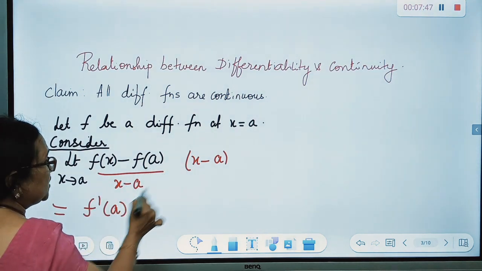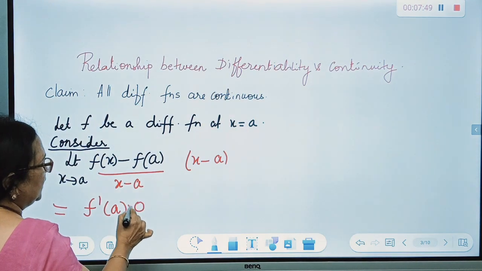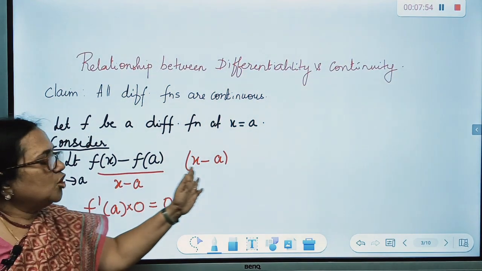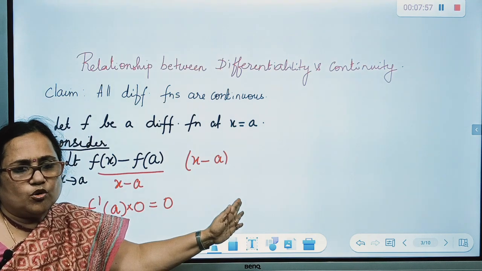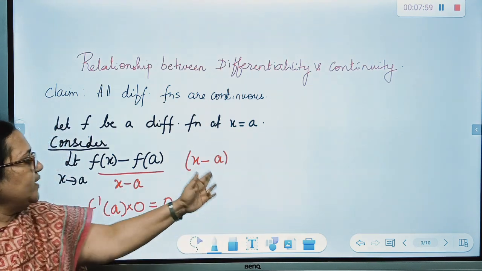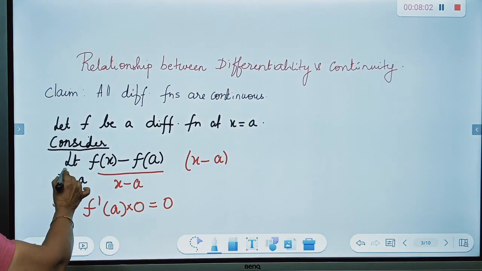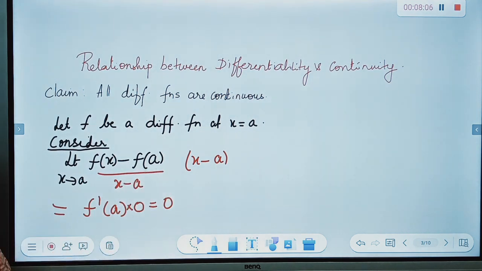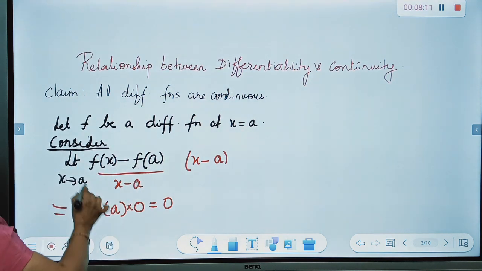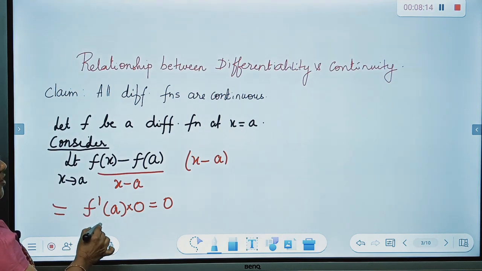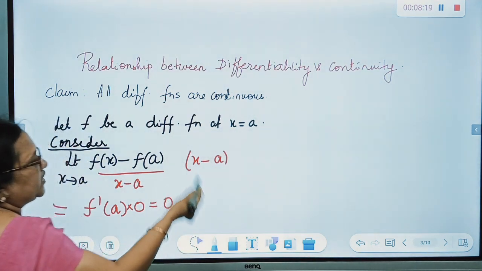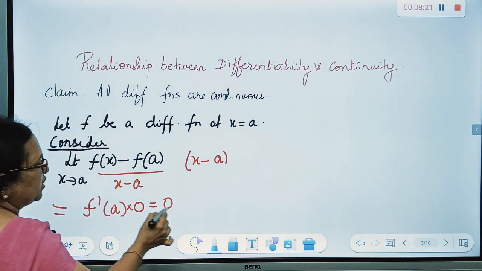As x tends to a, this is almost 0 into 0, which is equal to 0. So in the limiting case, it is almost 0, right? Very, very close to 0 because it is extremely small. So it is 0. Therefore, I have considered limit x tends to a, f of x minus f of a, divided and multiplied by x minus a. I have applied the limit. Then I know that the limit of this is nothing but f dash of a, which is what we saw earlier. And the limit of this is x almost 0. So f dash of a into 0 equal to 0.